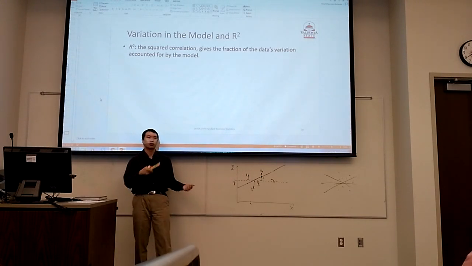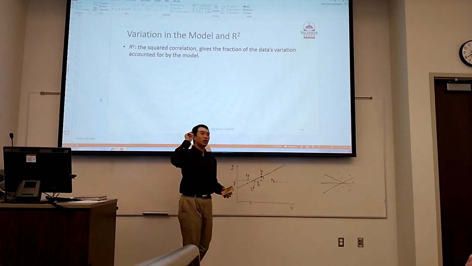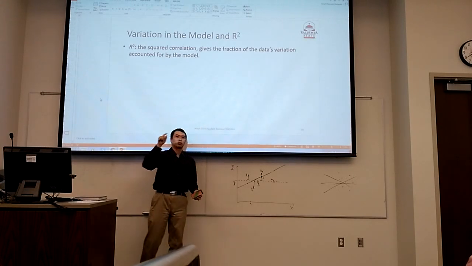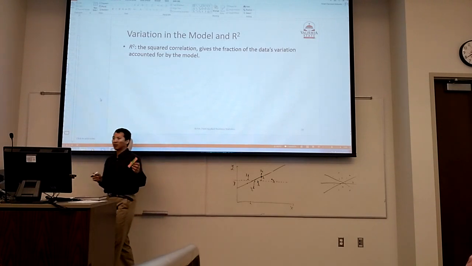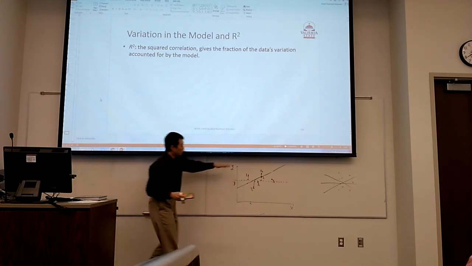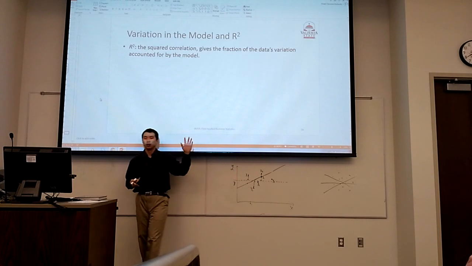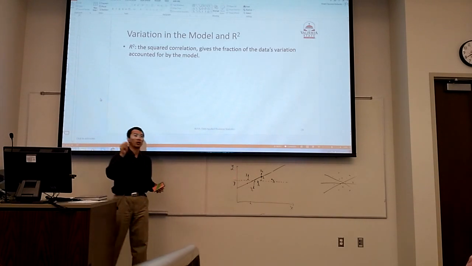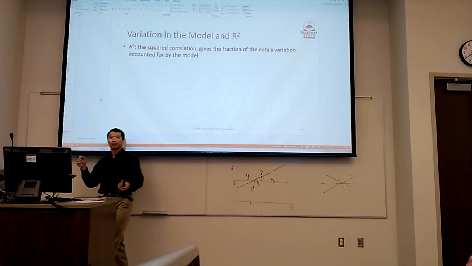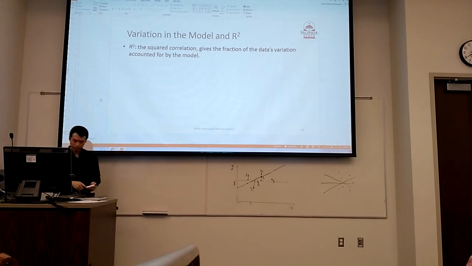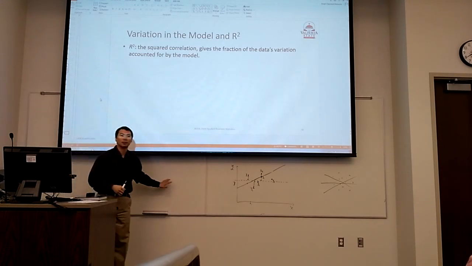So if you have a large R square value, that means we have a good regression model. We don't have to learn how to calculate the R square, but we should know that if we have a large value, that means we have a good regression model. That's all. Any questions here?